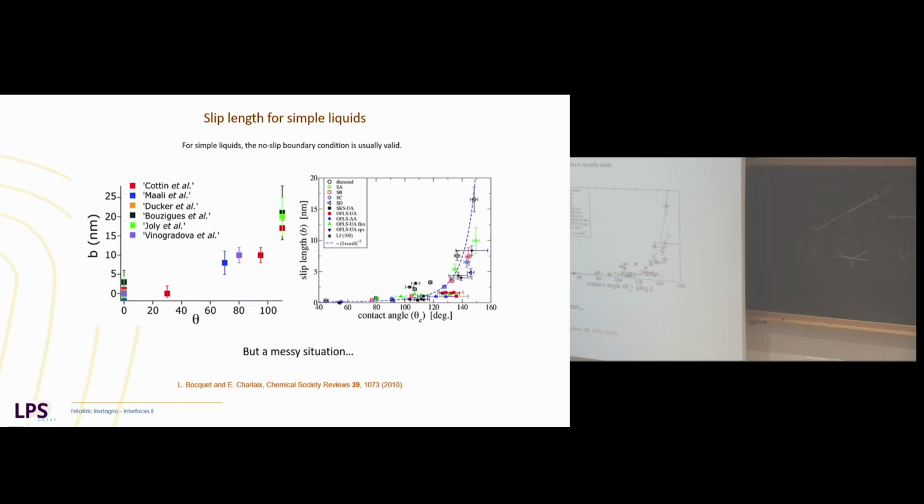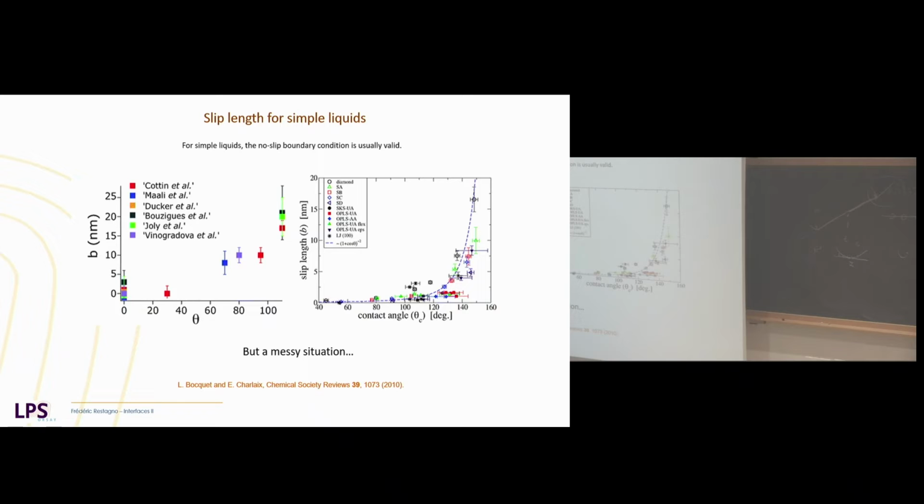So when you are a plumber, you don't care about slip, okay? Your pipe diameter is 10 centimeters, you don't care if there is a slip length of 25 nanometers. But if you do nanofluidics, you have to care about that. So the slip lengths are of the order of a couple of nanometers.